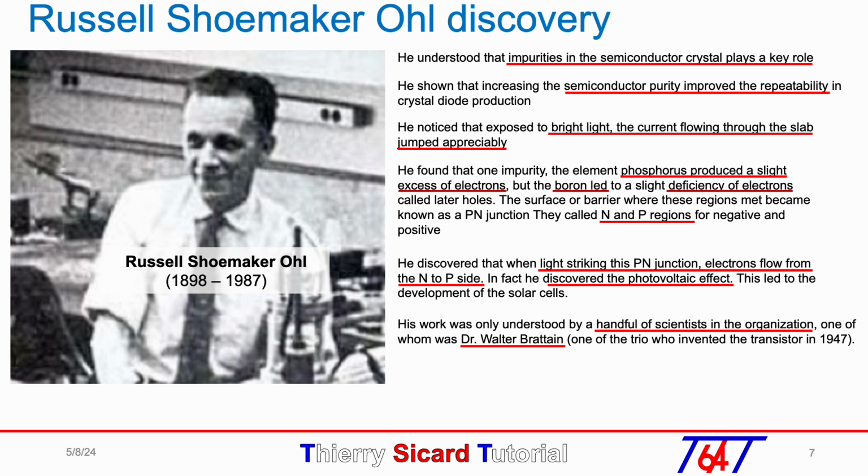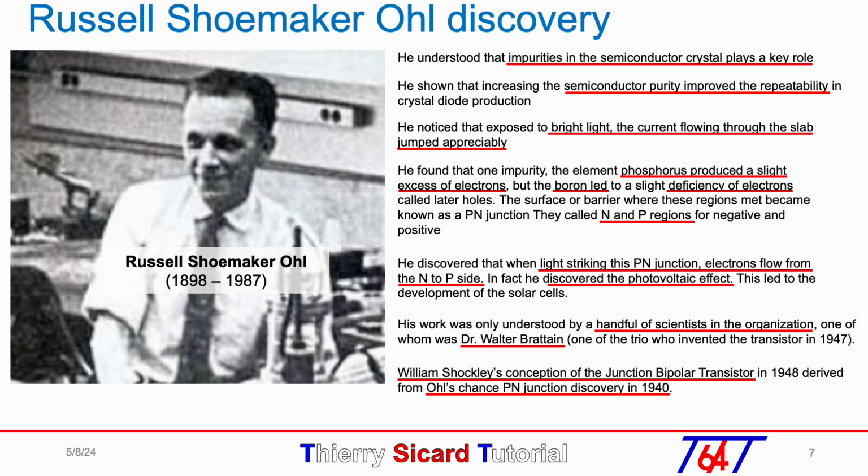The p-n junction became the most common form of rectifier used in the electronics industry and has since become a fundamental building block in semiconductor devices. William Shockley's conception of the junction bipolar transistor in 1948 derived from Ohl's p-n junction discovery in 1940.